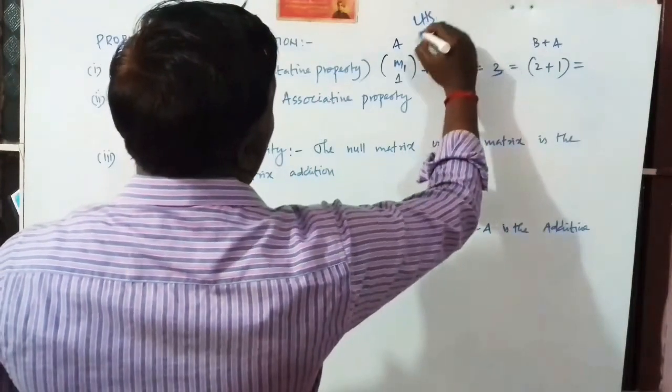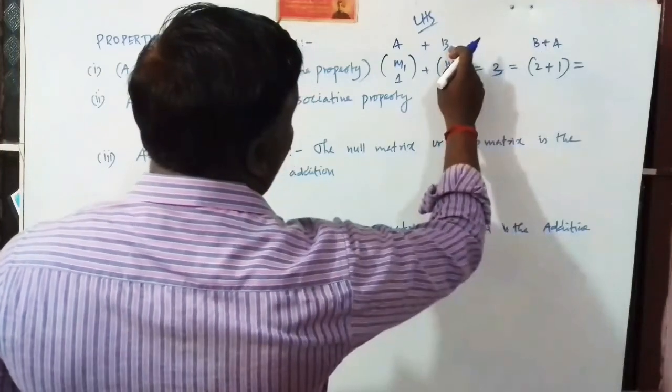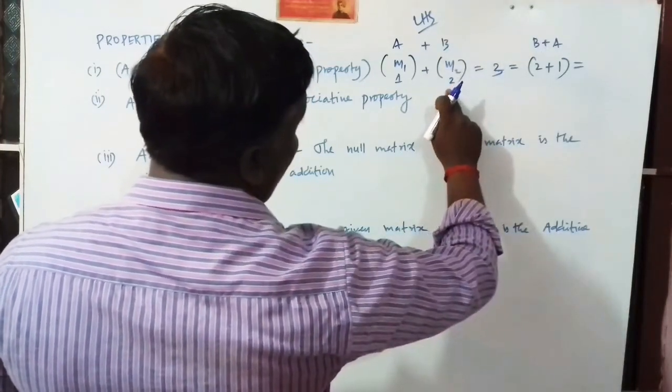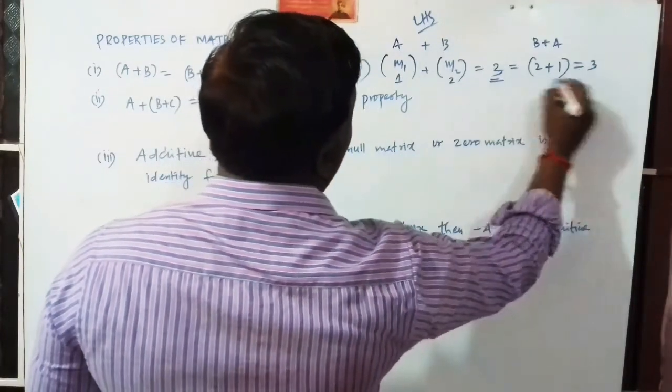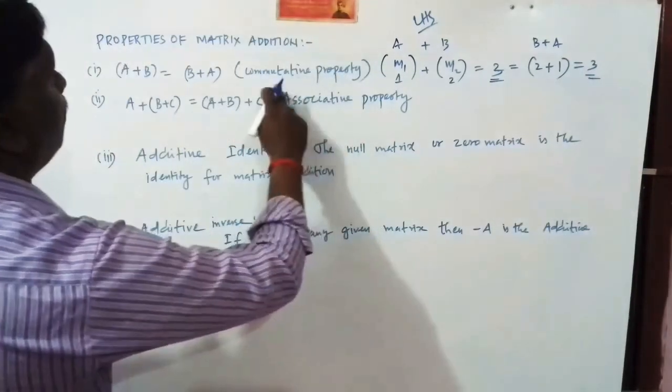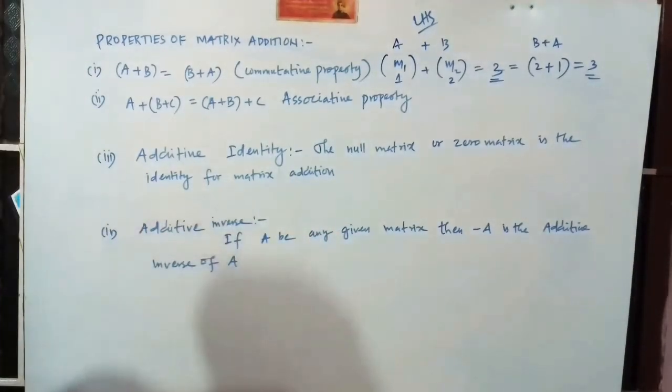This is the LHS, A plus B. In the RHS, B plus A equals 2 plus 1, equal to 3. So 3 equal to 3. LHS equal to RHS. A plus B equal to B plus A. That is called the commutative property.